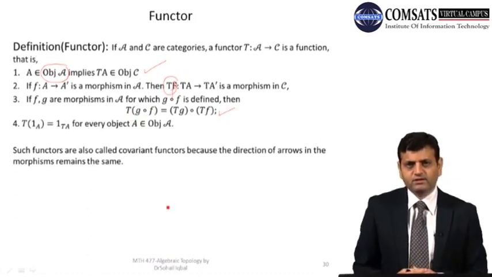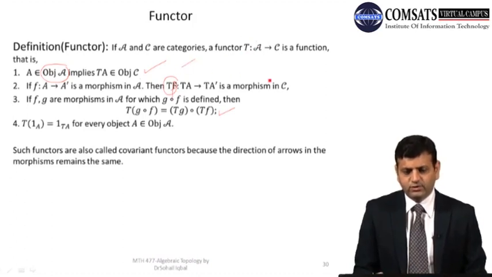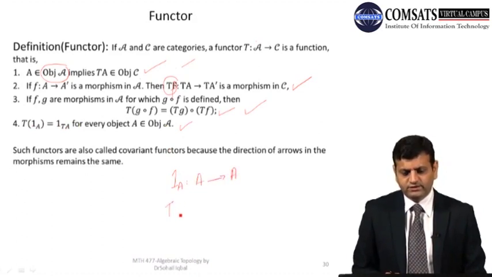A category has three main components: objects, morphisms, and composition. So a functor will give me images of the objects, images of the morphisms, and it will also tell me how to give the image of the composition. It will also take identity elements to identity elements. For example, if 1A is the identity from A to A, then its image under T, 1 of Ta, is also the identity.